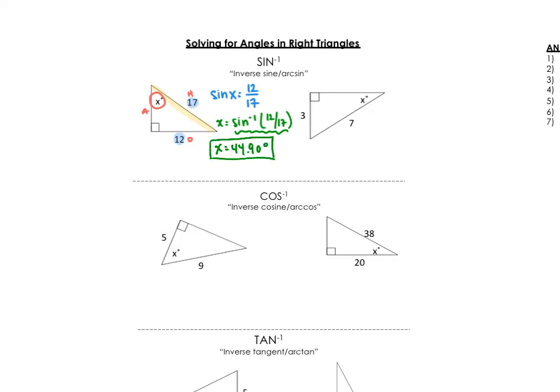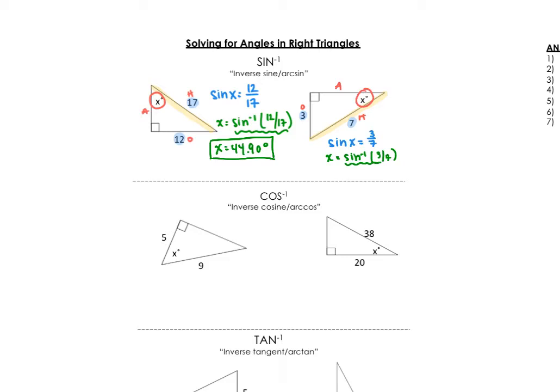Okay, so let's do the second one. Again, I'm going to highlight my hypotenuse, circle my reference angle, and label my sides. This is O, H, and A. And since I have my opposite and hypotenuse, that tells me I'm going to use sine. So it's going to be sine of our reference angle equals opposite over hypotenuse. So again, to get x by itself, we use the inverse sine.